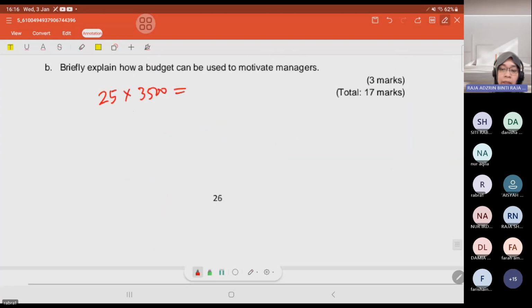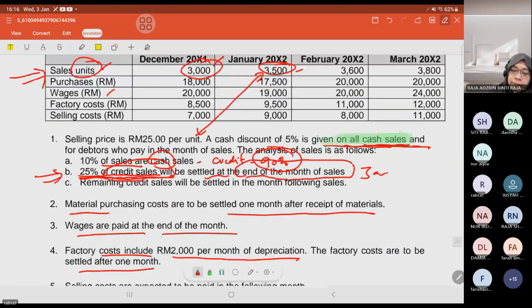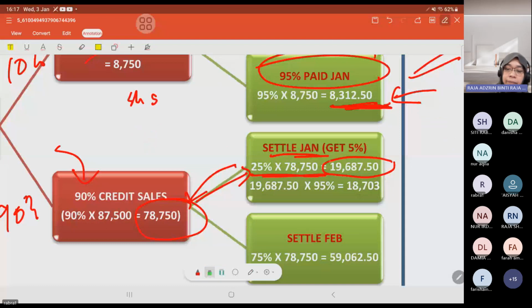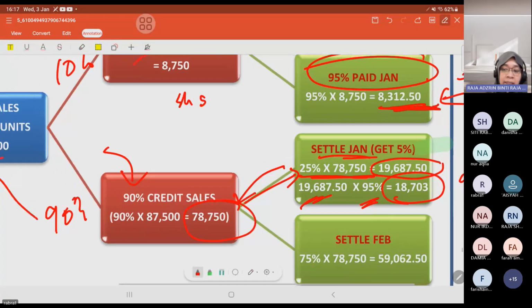However, dalam soalan dia kata 5% is given on all cash sales tadi and for debtors who pay in the month of sales. Debtors who pay, kalau sales tu adalah January, dia bayar juga in January. So bila dia pay in January, dia akan dapat 5% discount. So means bila you bagi dia 5% discount, you cuma dapat 95% of that amount. So 95% of this amount, so you cuma dapat 18,703. So 18,703 you will get in January.